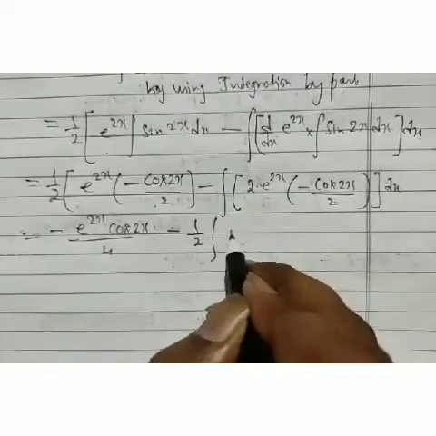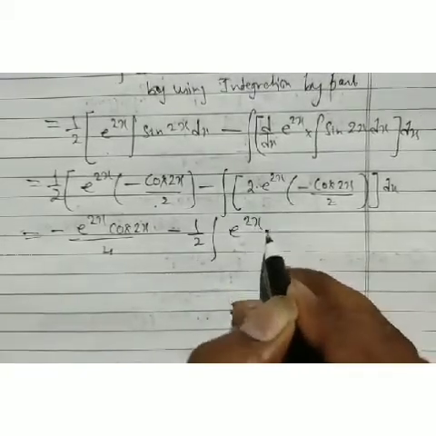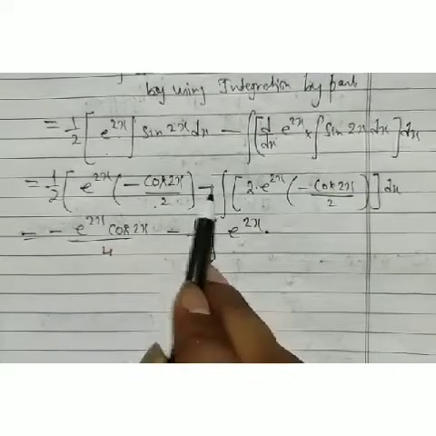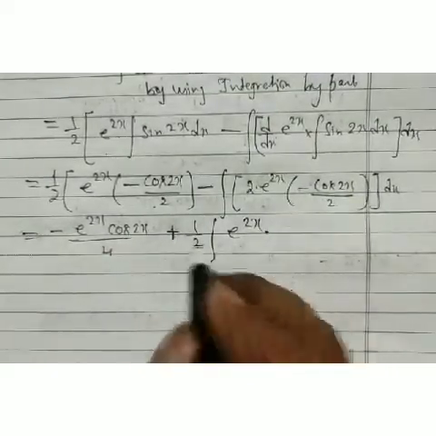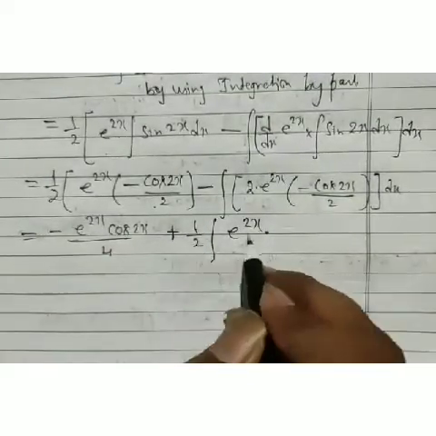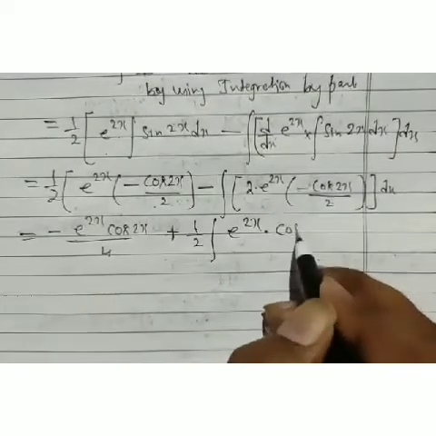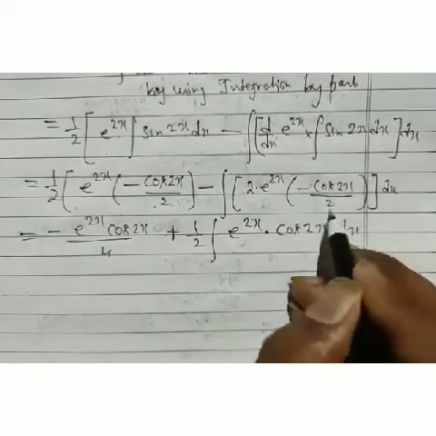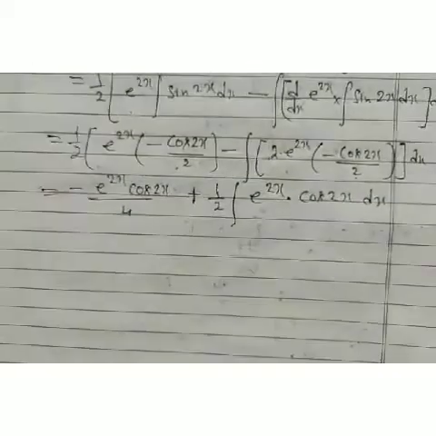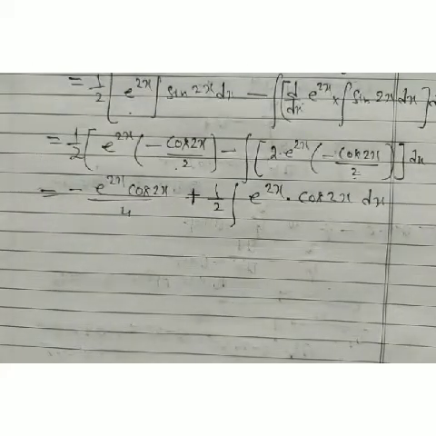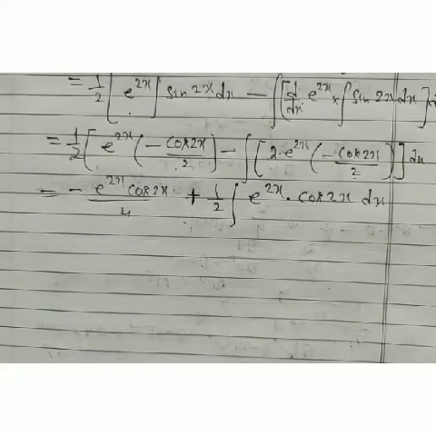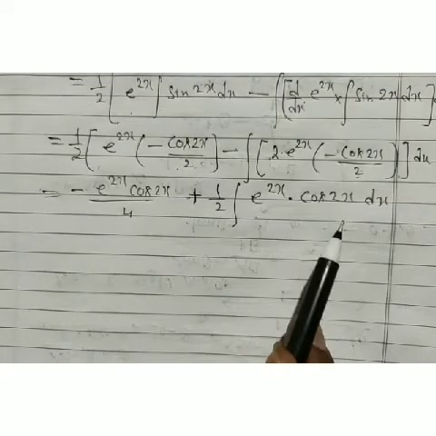We have the integration of e to the power 2x, 1 by 2. This minus and minus gives plus, so we take plus here: plus 1 by 2 e to the power 2x cos 2x dx. This 2 and 2 cancel each other. Now look, we have applied integration by parts one time, but again we have to find the value of the integration of e to the power 2x into cos 2x.